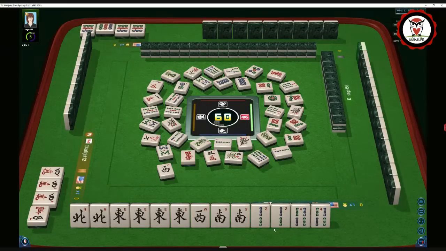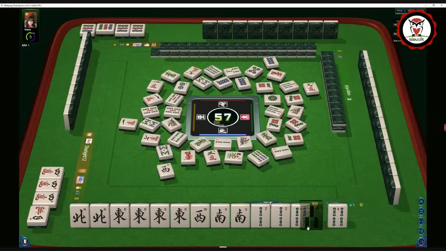That's okay. 9 characters. 8 dots. I wonder if somebody else is playing winds. 1 character. 3. We got the 3.